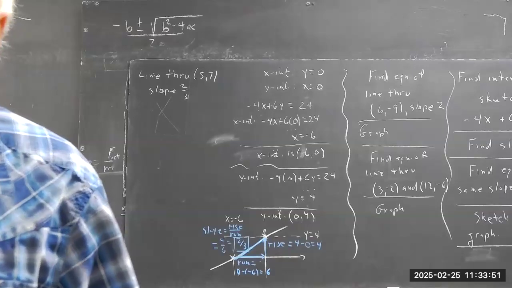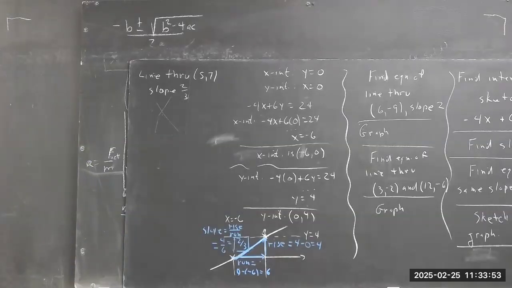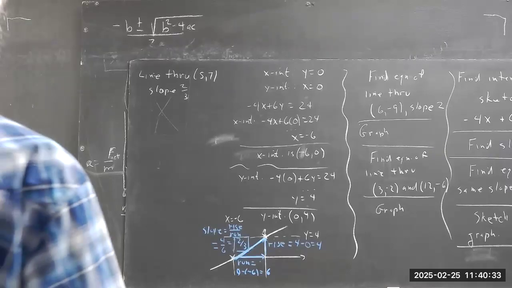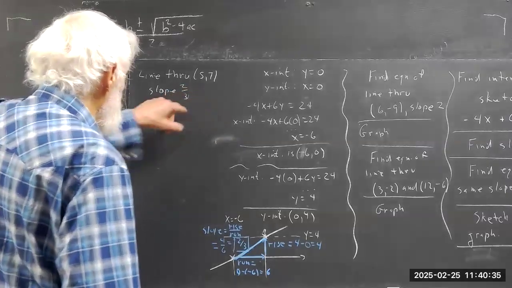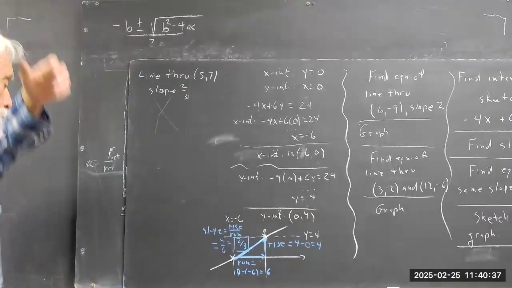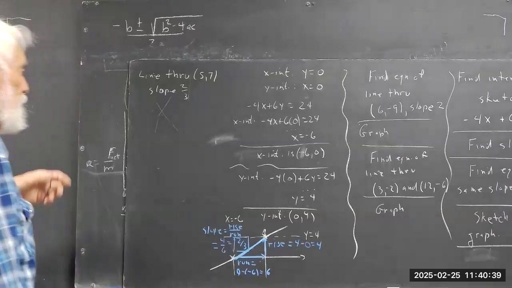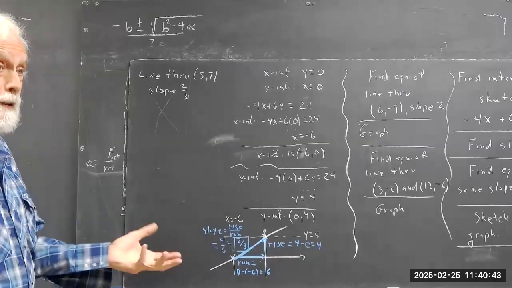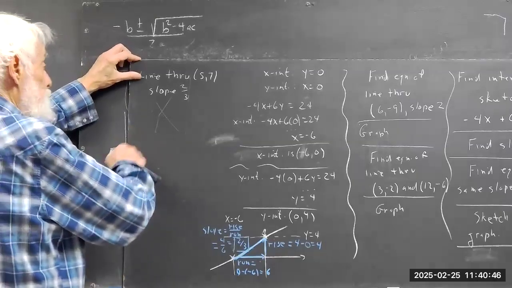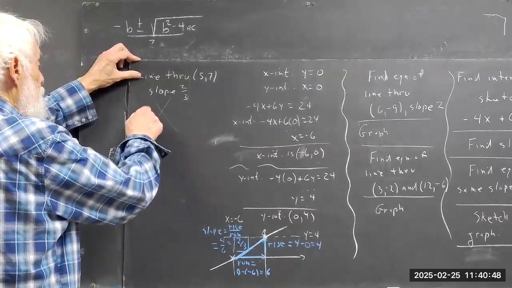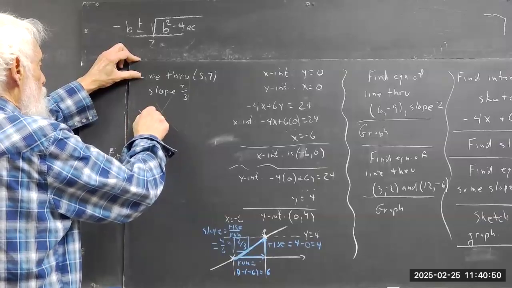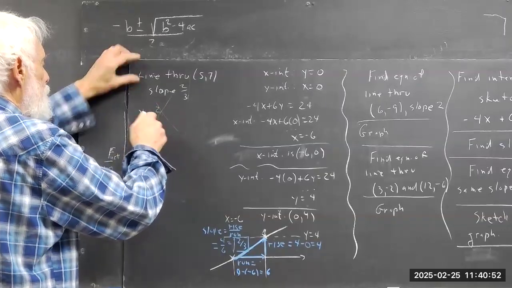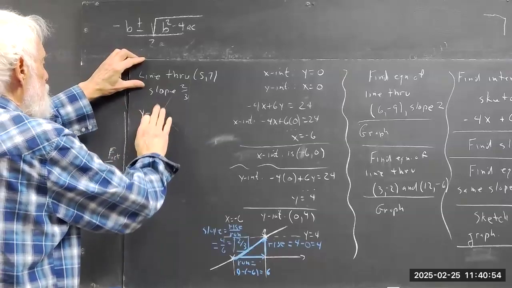Go ahead and work on that if you haven't already. Many of you have. The line goes through 5, 7, and the slope is 2/3. Now, there are 2 ways we can do this, and not everybody did it this way. There's actually an even better way, and some people did it that way, but I'm going to do it by just saying, what do we know? We know that the line is y equals mx plus b.